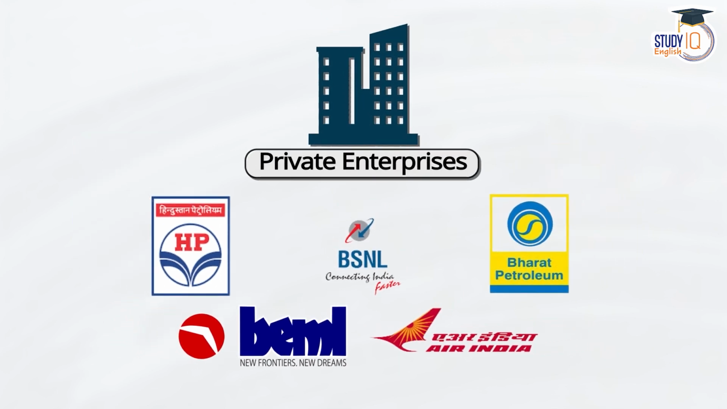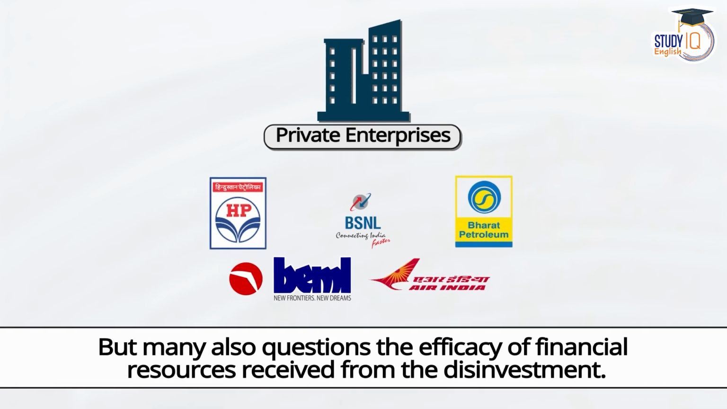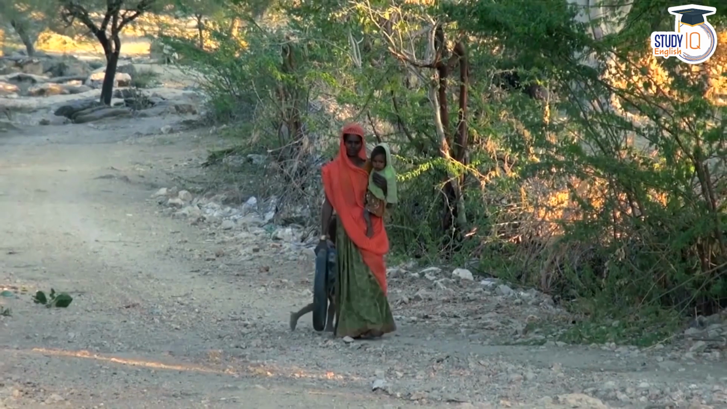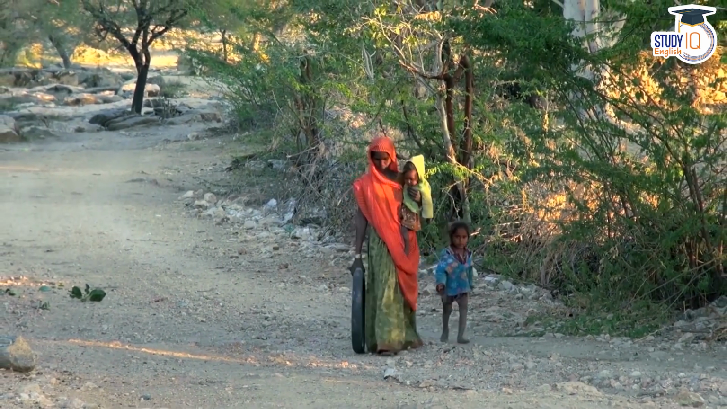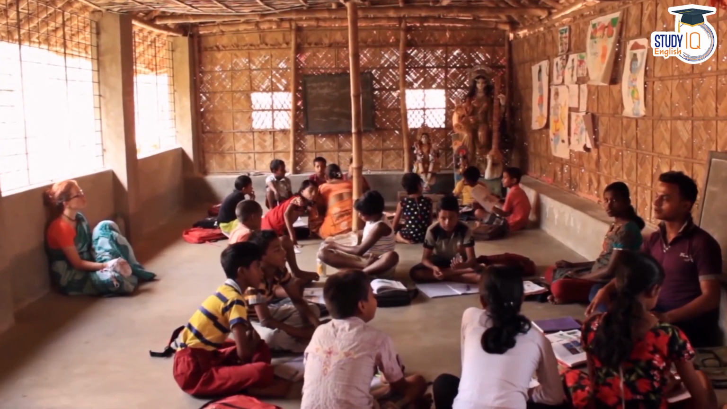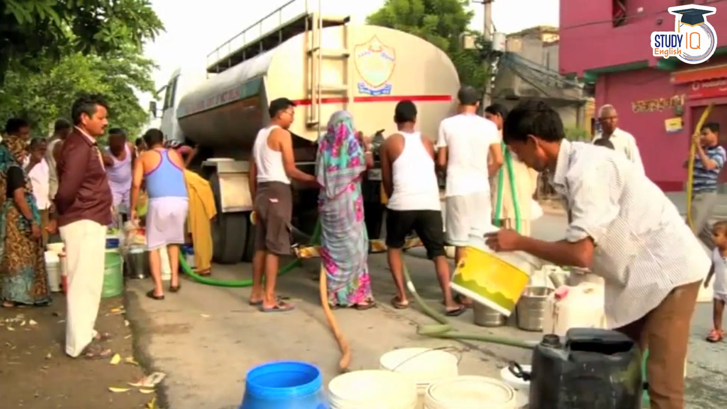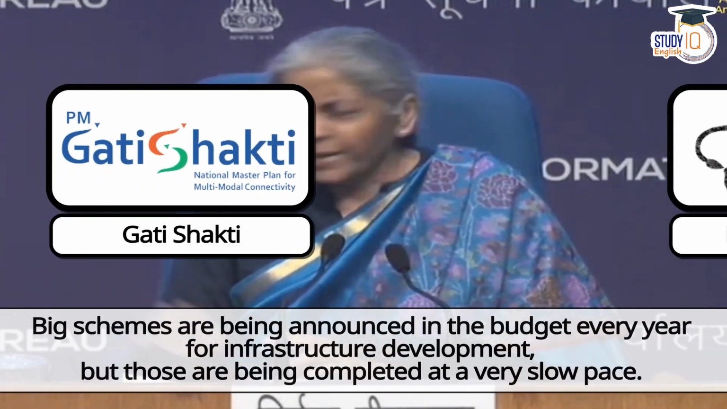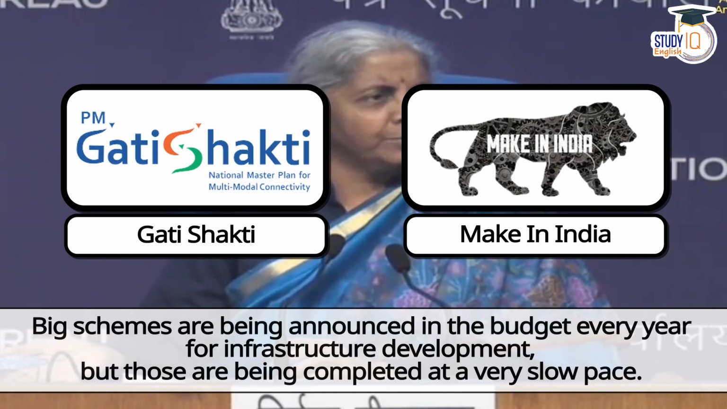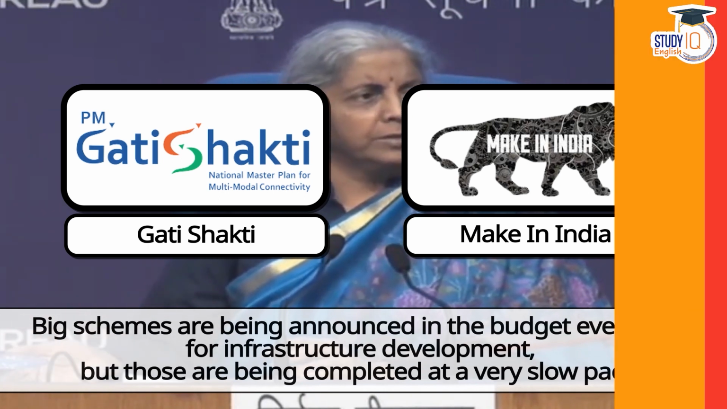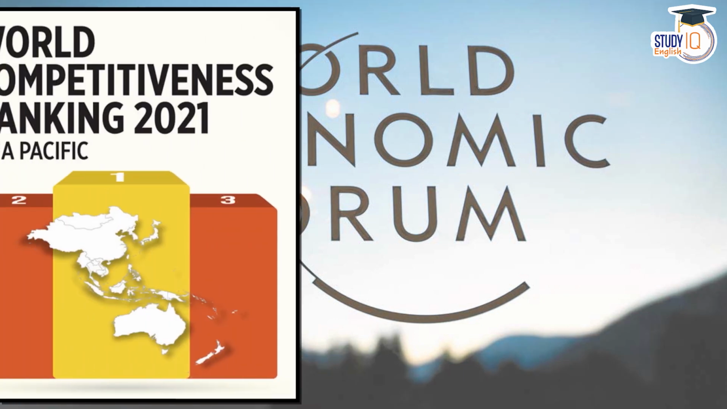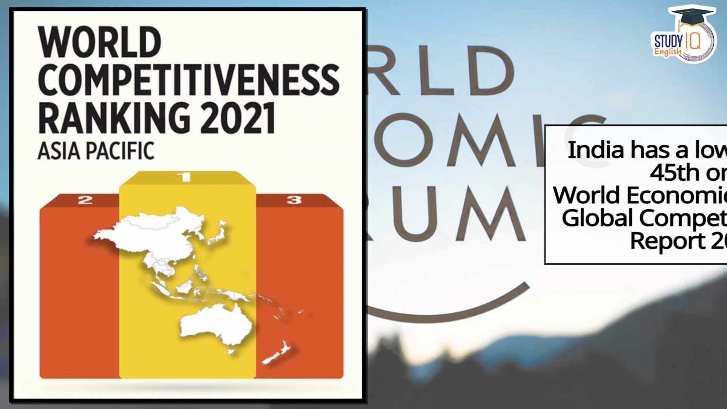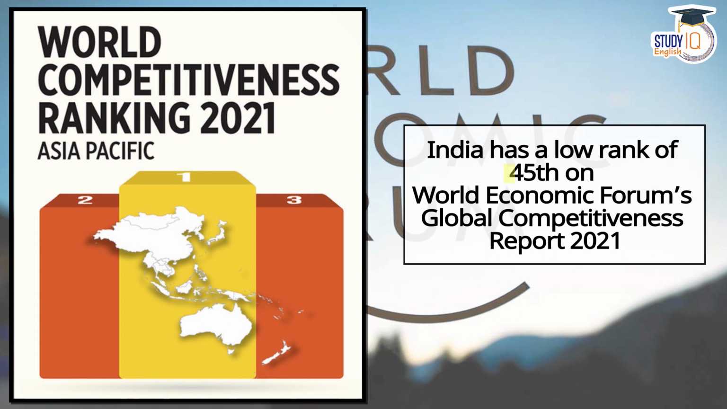Yet people ask why in almost 30 years the massive profits earned through disinvestment have not materialized at the ground level. India's rural infrastructure is still quite poor. Many villages still lack electricity, roadways, and safe drinking water. Every year, big schemes are announced for infrastructural growth in the budget, like Gati Shakti and Make in India, but their implementation remains poor. Not only that, according to the World Economic Forum's Global Competitiveness Report in 2021, out of nearly 140 countries, India was ranked 45th because of its poor infrastructure.